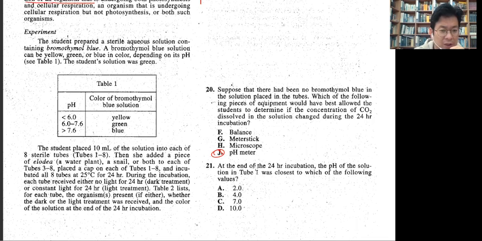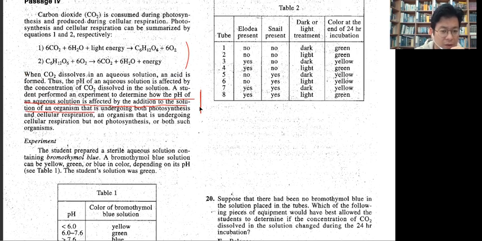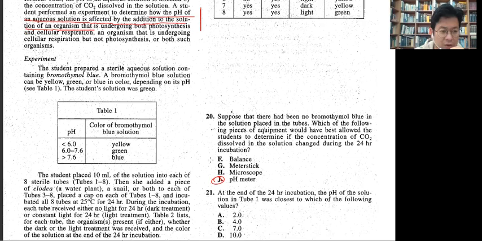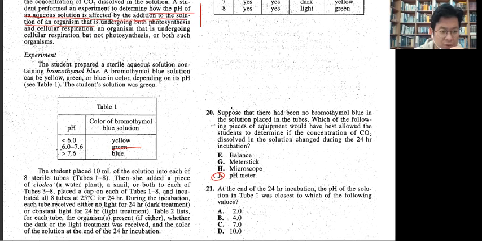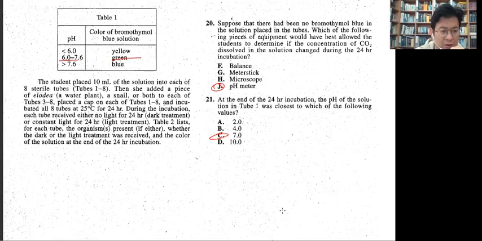And then 21, at the end of the 24-hour incubation, the pH of the solution in tube 1 was closest to which of the following? Tube 1, green. So green is 6 to 7.6, so 7 is the only one.